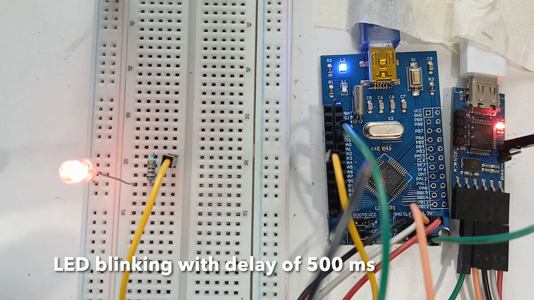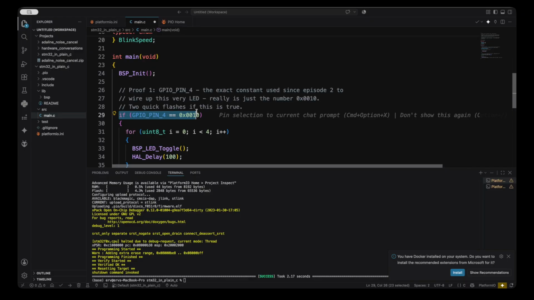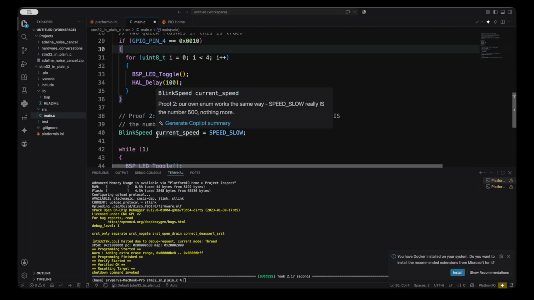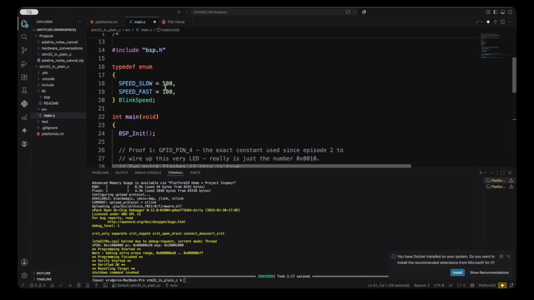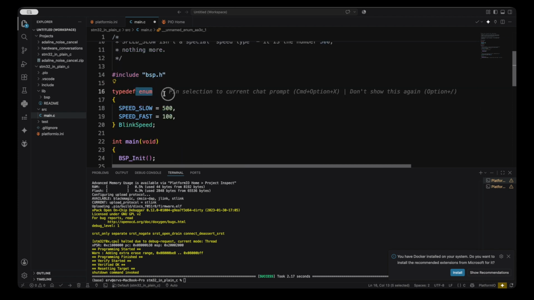Those flashes just proved something. GPIO pin 4, the exact thing we have been wiring this LED with since episode 2, equals 0x0010. Not represents, it equals. Same trick, our own version: speed slow equals 500. Not is like 500, equals. It is the number 500. That's all an enum is, a name standing in for a number.